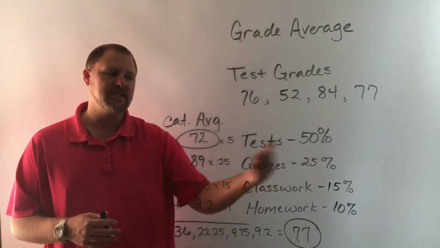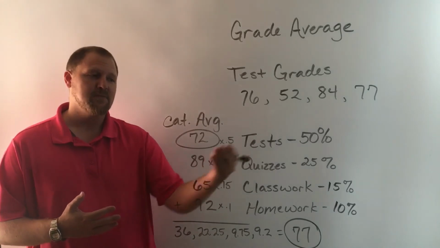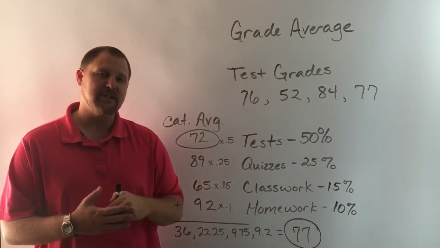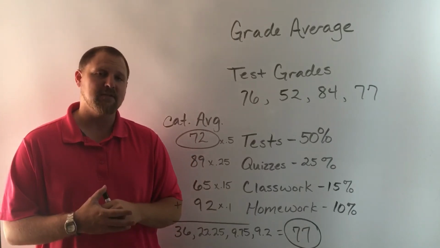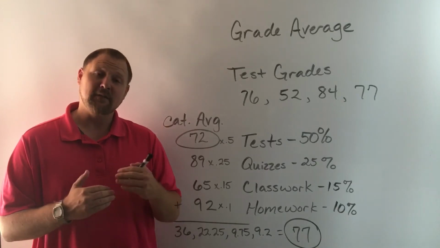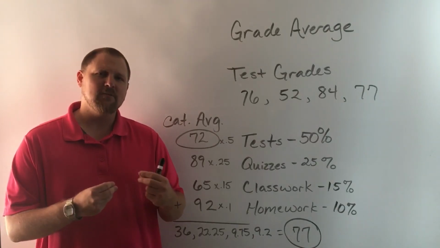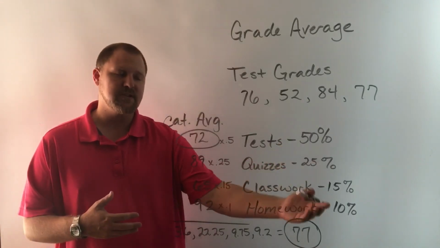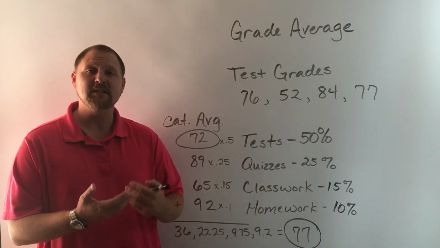If we were to raise this from 25 to 35%, make tests 40, that means this lower test average of 72 and higher quiz average of 89 would cause the grade average to change, and change for the better. And it's a great way to see how your students reason with these numbers as they are and these percentages and how they affect their own grade.